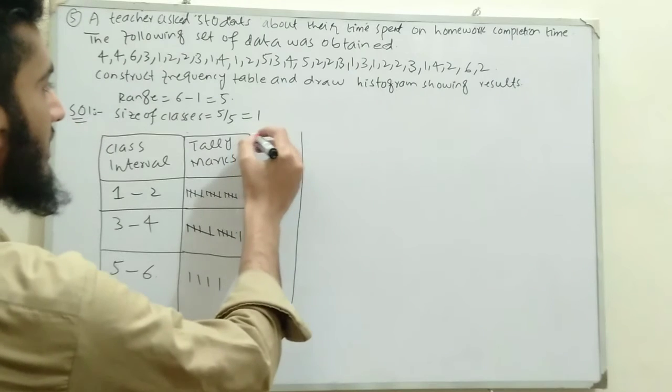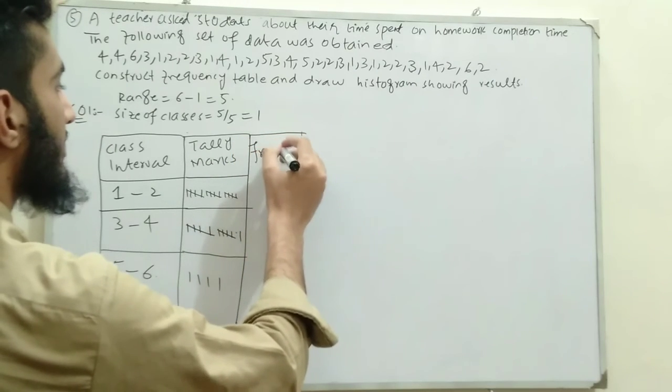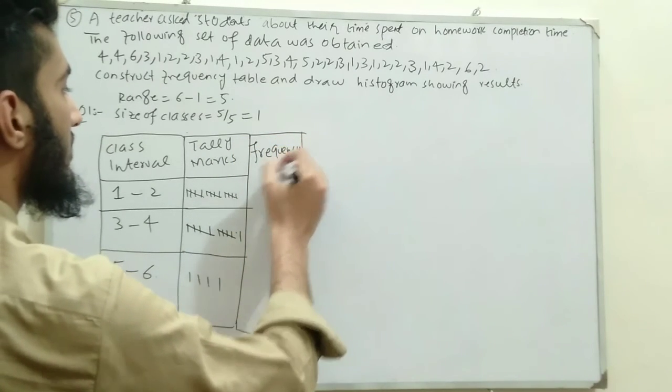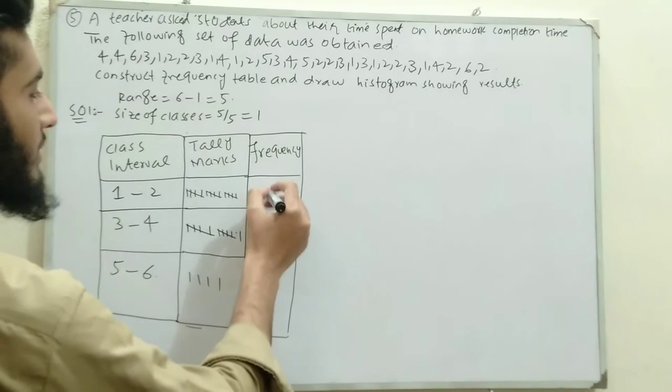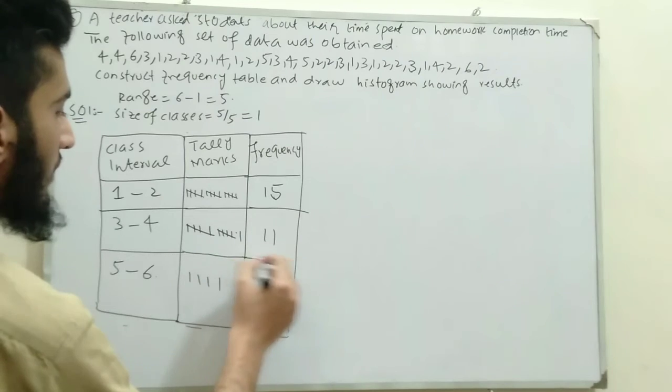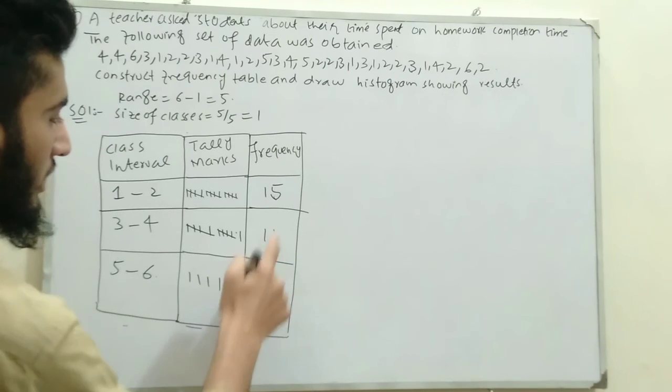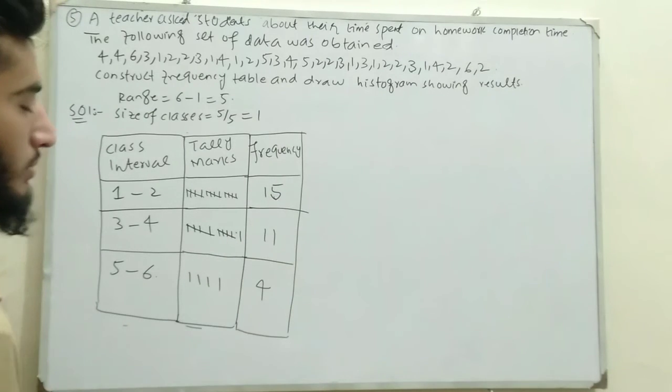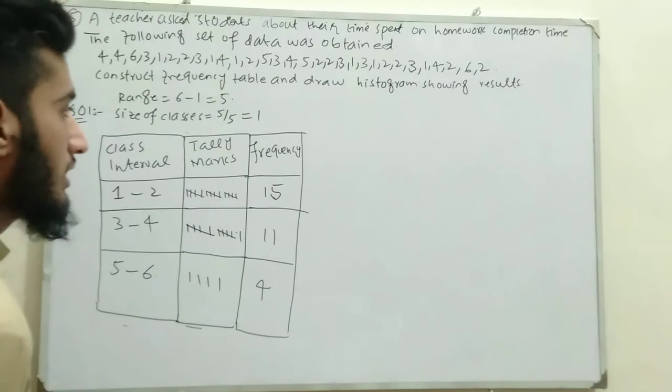After this, I am going to find the frequency. Let's suppose this is frequency. Here we have a total of 15 tally marks, so we will write 15 over here. Here we have 11, so I will write 11. And here we have 4. So 11 plus 4 is 15, and 15 plus 15 gives us a total frequency of 30.